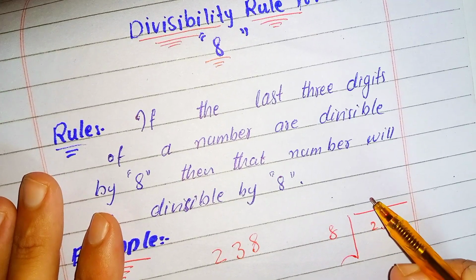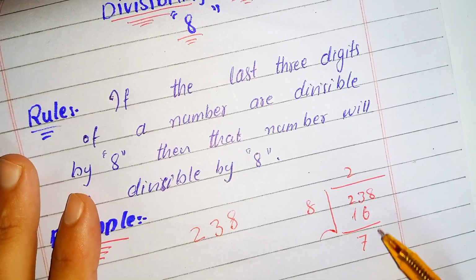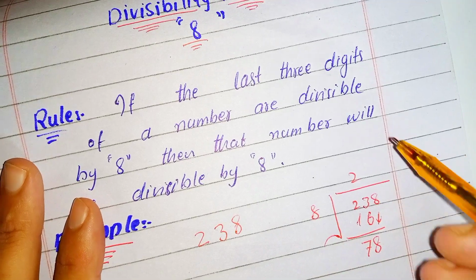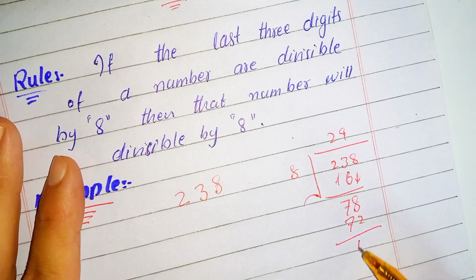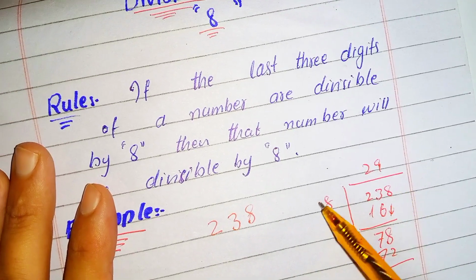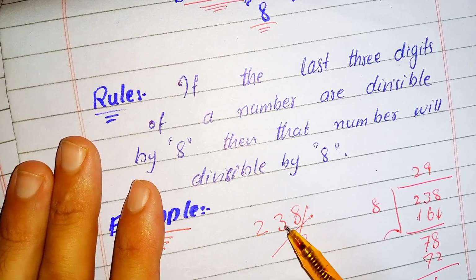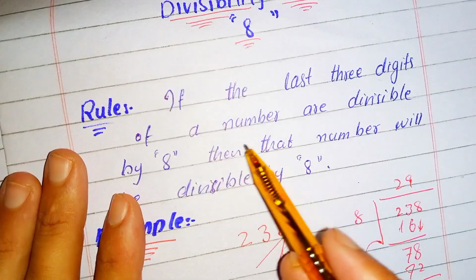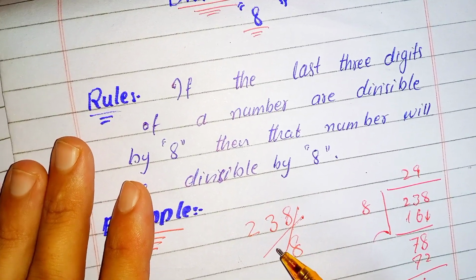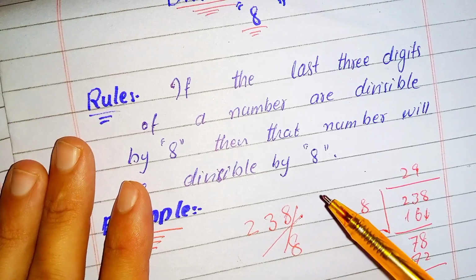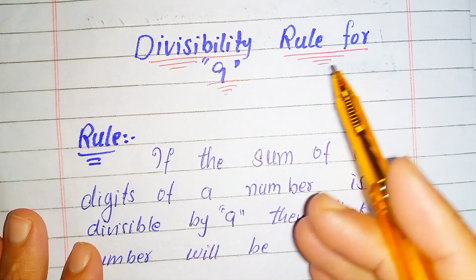8 times 2 is 16, the remainder is 7, and bring down the 8, right? 8 times 9 is 72, the remainder is 6, right? So here we see 238 is not divisible by 8, so this number is not divisible by 8, right? This number is not divisible by 8 because the last three digits of that number are not divisible by 8, so this total number is not divisible by 8, right? So if the last three digits of a number are divisible by 8, then the whole number will be divisible by 8, right?